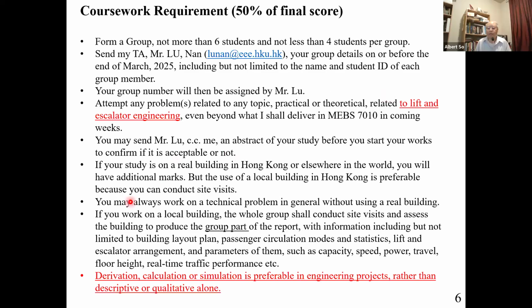So first of all, let's talk about the coursework requirement, what you need to do. It is 50% of your final score. So half of your final score is from coursework, and the other half, of course, is from the written examination. That's why it's so important.